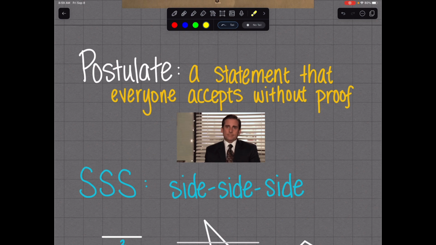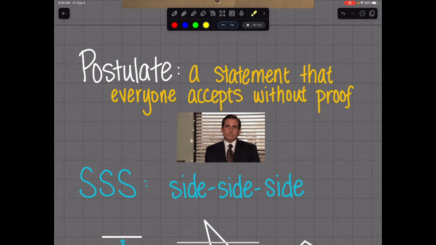What about a postulate? What is a postulate? A postulate is a noun, right? It's a statement that everyone accepts without proof. But you can also use it as a verb. You can postulate something, like you can make a statement that everyone accepts without proof.